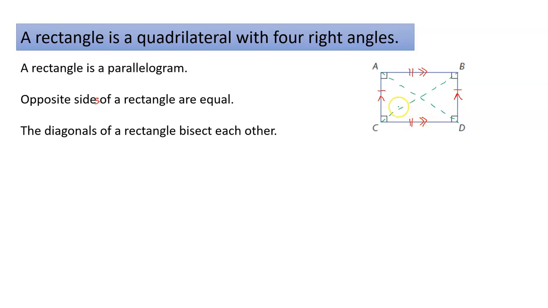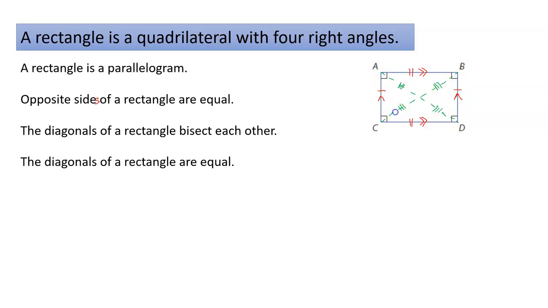So this length is equal to this length, and this length, oh I need 4 there, is equal to this one. Now also, which is different from a parallelogram or a rhombus, the diagonals of a rectangle are equal. So even though I put 4 lines here, I don't actually need to. I can have 3 lines because all of these halves of diagonals are the same length.